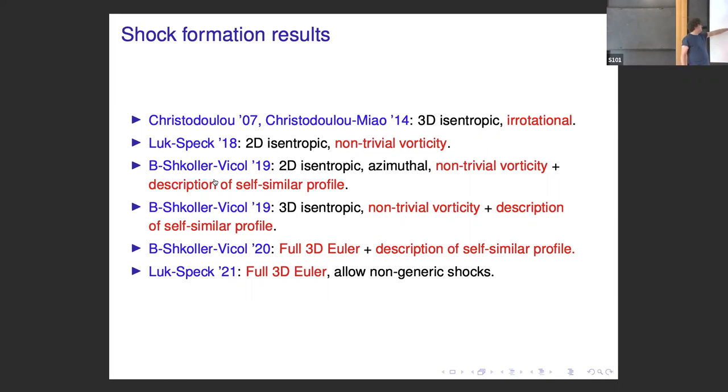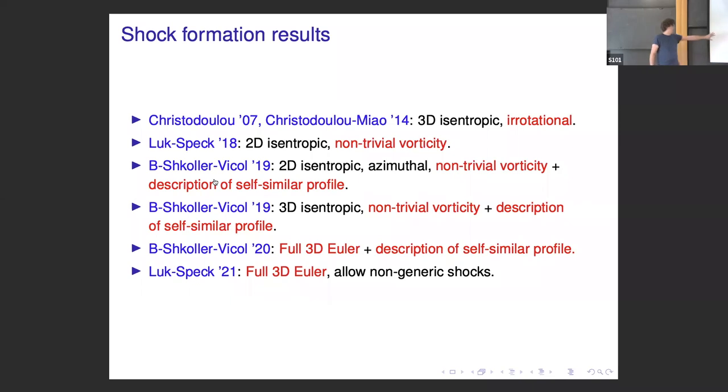Moreover, we're the first to describe the self-similar profile that the singularity forms at the pre-shock. And then we extended the analysis developed here into the 3D isentropic case, where we solved the full 3D isentropic problem. And we also gave ourselves some profile. With 3D compared to 2D, you also have to contend with vortex stretching.